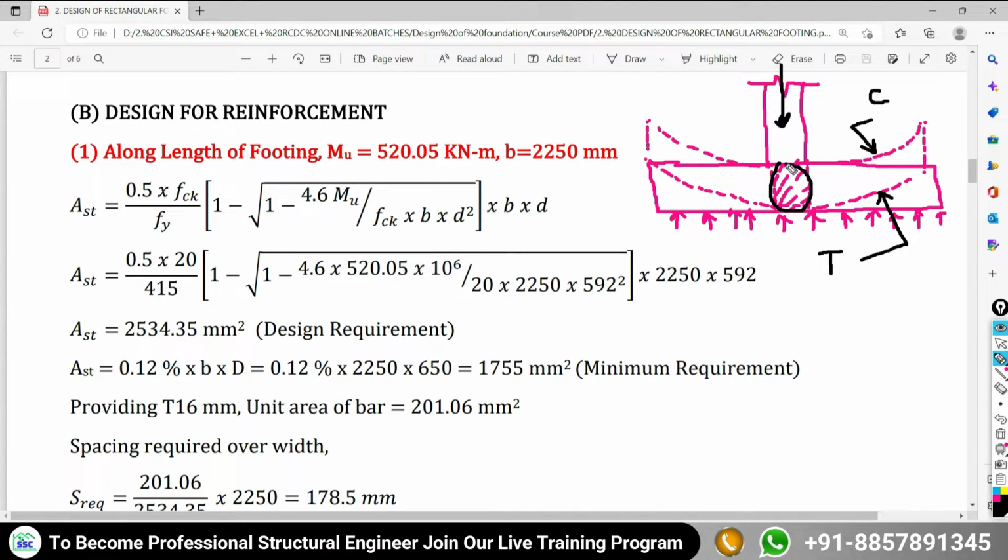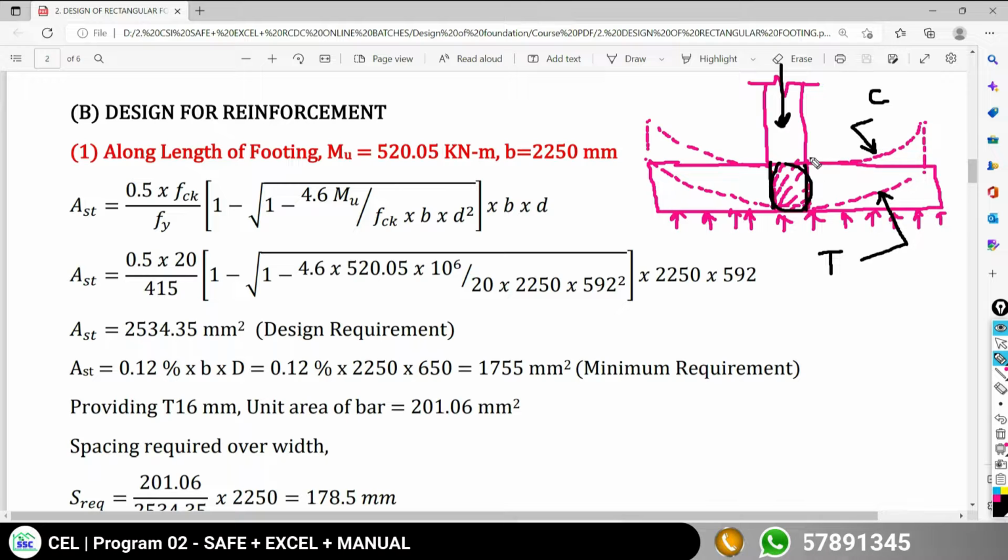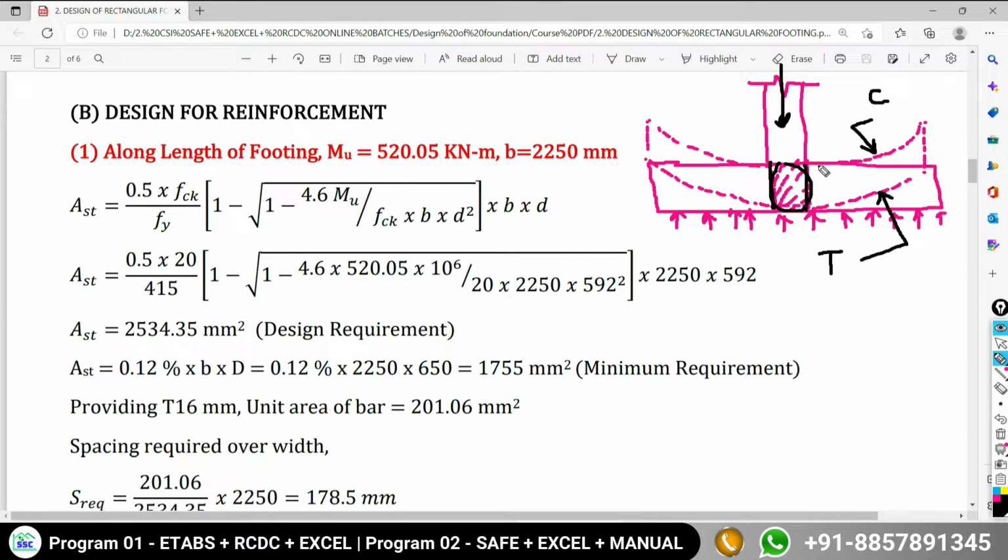So that is not going to settle anywhere, that is not going to deform anywhere. But on this projected part there will be upward soil pressure, due to which this cantilever part of this footing slab is going to be deformed in this direction. So there will be two faces for this cantilever slab, the top face and the bottom face.